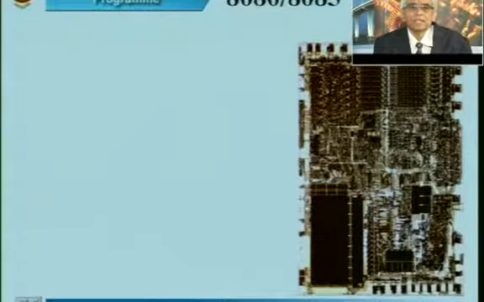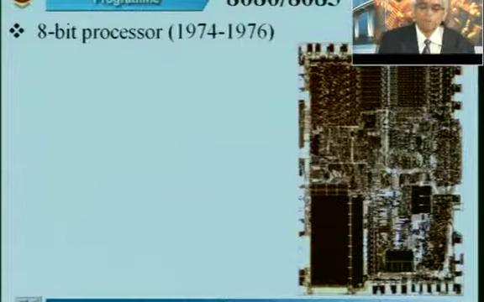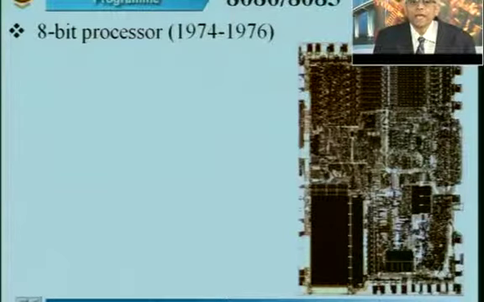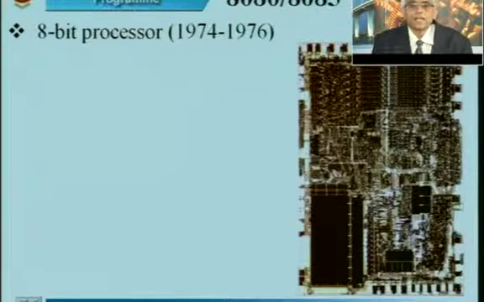Following it, the next processor was 8008, which was an 8-bit processor. Since the 8008 was not very helpful, it was further improved by Intel to bring out the 8080 microprocessor, followed by the 8085 microprocessor. The 8080 came to the market in the year 1974 and the 8085 in 1976.